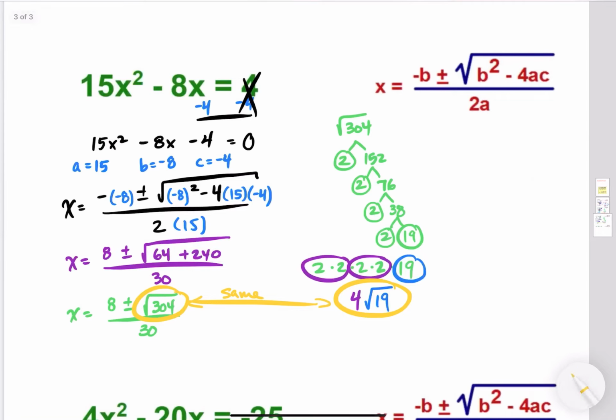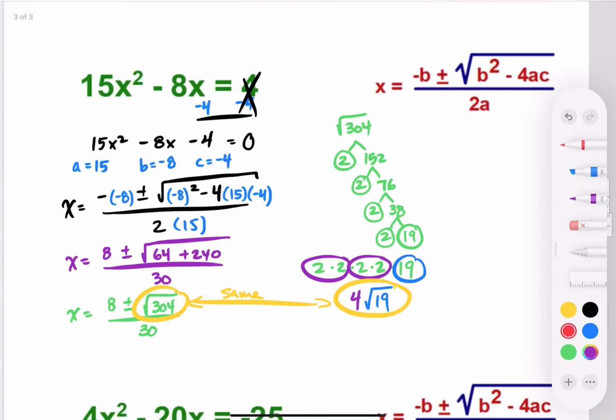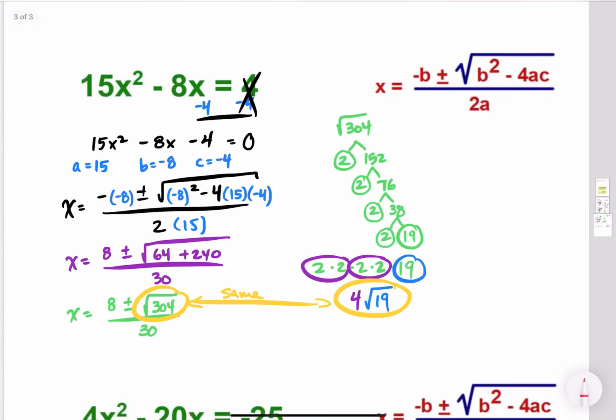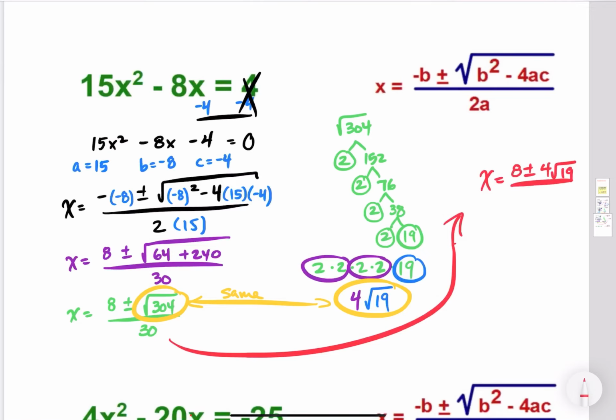Okay. So now we could go ahead and write this out as x. And I'm going to write this up here. So we got x is now equal to 8 plus or minus 4 root 19 all over 30. So we're almost there.